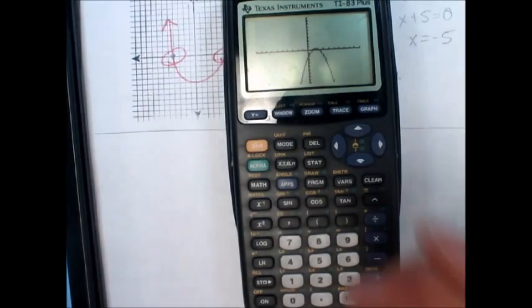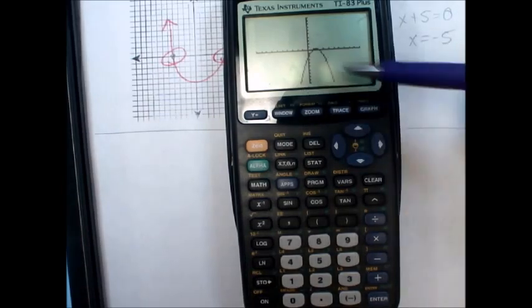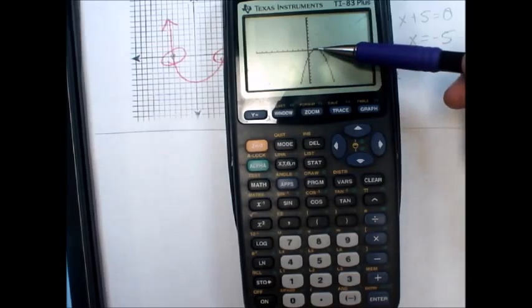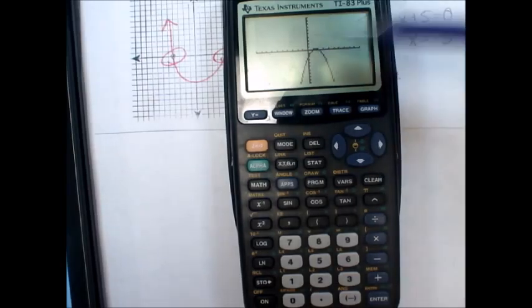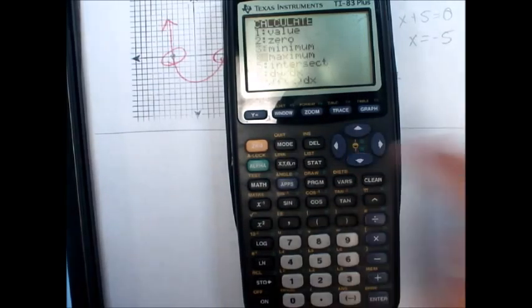First thing I want to be able to identify, if I want to write the equation of this line in vertex form, I would need to know the vertex. So I can find the vertex by finding its minimum or maximum. Am I going to be looking for a minimum or a maximum here? Is this a high point or a low point? High point. So I'm looking for a maximum. And I can do that by going second, calc, go over here, maximum.